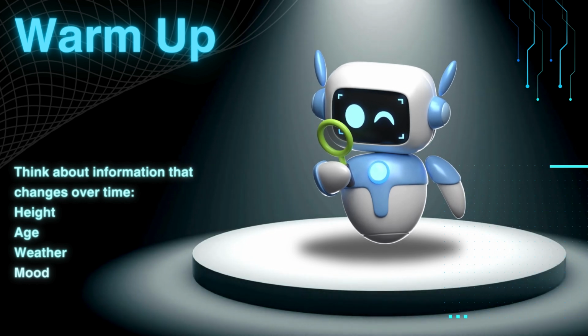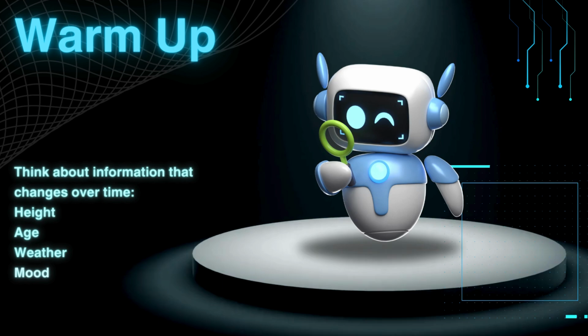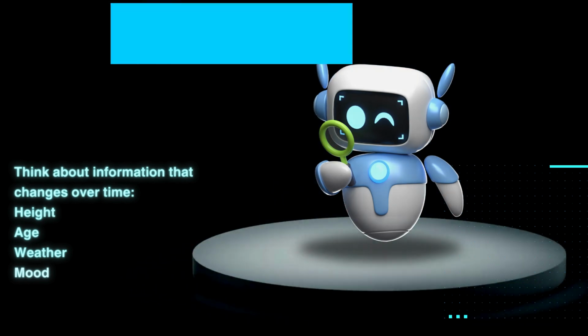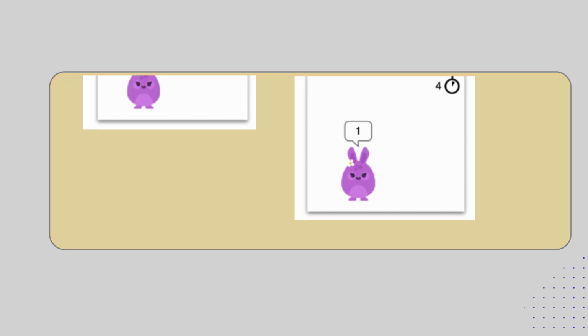Think about information that changes over time, like your height, age, the weather, and our mood. Take a moment to reflect on when it's useful to change what's stored in a variable. The value stored in a variable can change over time. Look at this example. When we start, our count variable is set at 0. After a few seconds, it increases by 1.